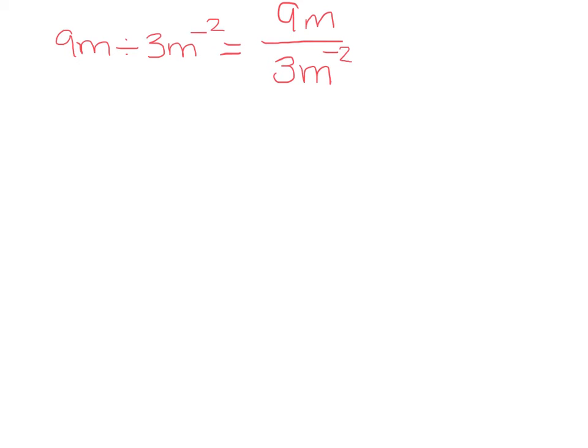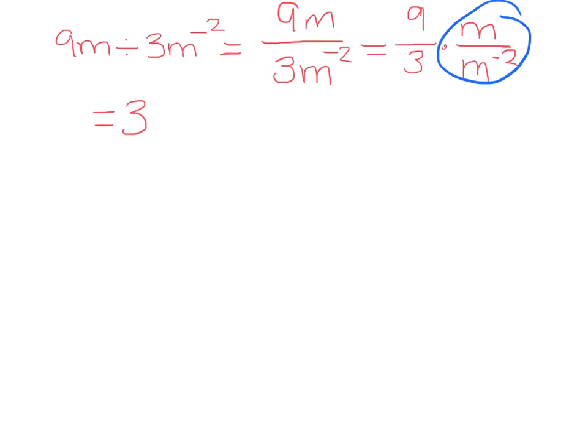So let's pull out the numbers so we can rewrite the fraction as a product of two separate fractions. So I have 9 divided by 3 times m divided by m to the negative 2. Let's simplify this a little bit. So I have 9 divided by 3, which is 3. Now I can use my quotient of powers property on my second fraction here.